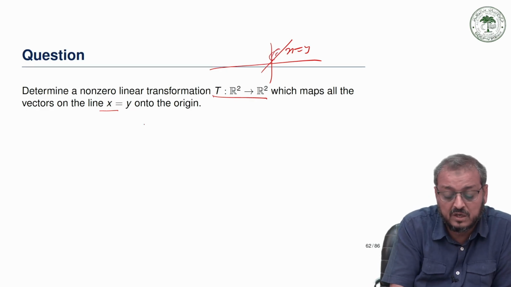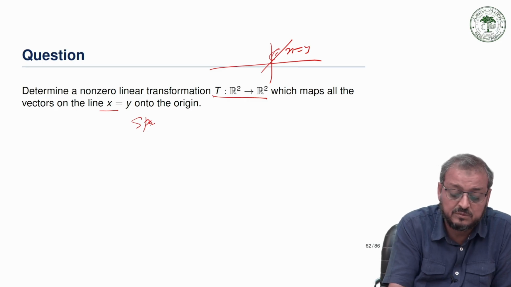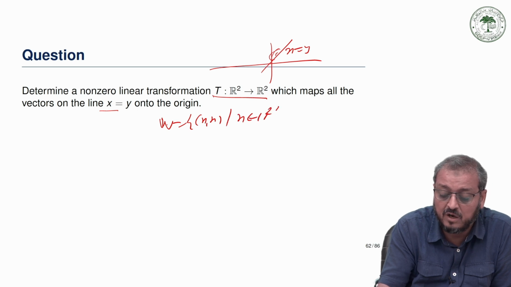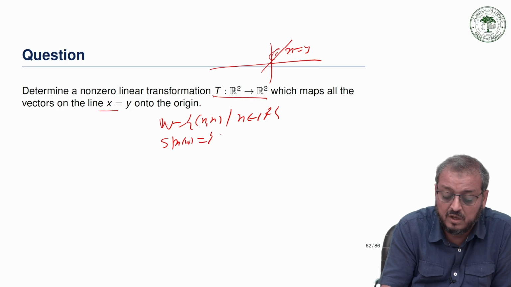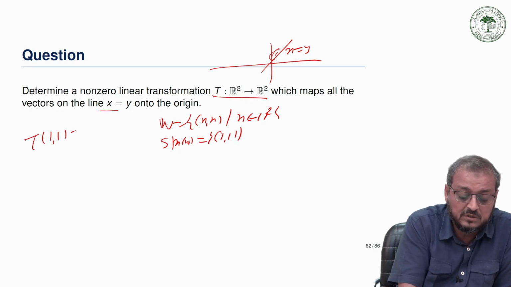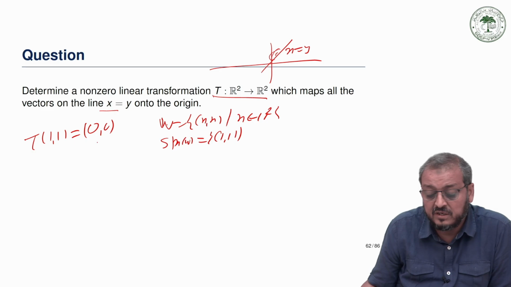So if we take the span of this set, suppose W can be written in the form {(x, x) : x ∈ R}. The span of W is generated by (1, 1), and we are given that T(1, 1) = (0, 0). So we have to write a general transformation.